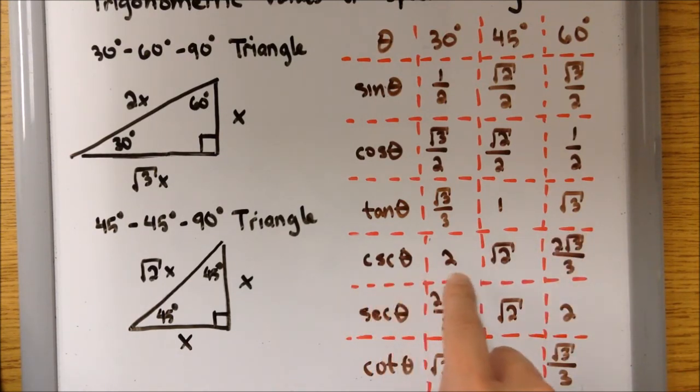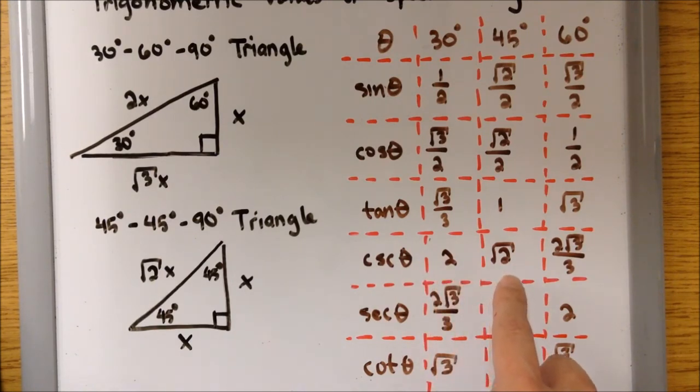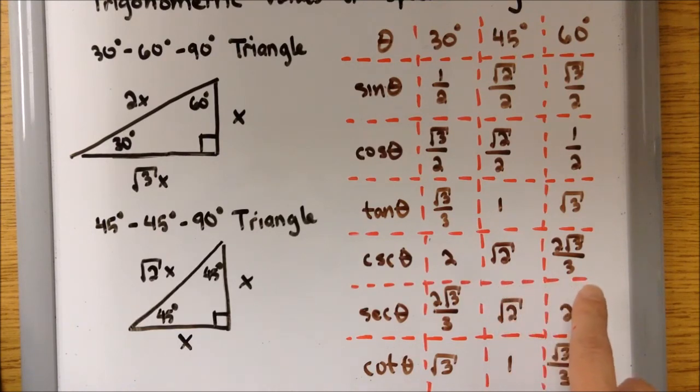Cosecant theta is for 30 degrees 2, for 45 degrees square root of 2, for 60 degrees it's 2 square root of 3 over 3. Secant theta, when it's asking for 30 degrees, it will be 2 square root of 3 over 3. When it's 45 degrees, it's square root of 2. And when it's 60 degrees, it's just 2. Cotangent theta, when it's 30 degrees, it will be square root of 3. When it's 45 degrees, it's just 1. And for 60 degrees, it will be square root of 3 over 3.